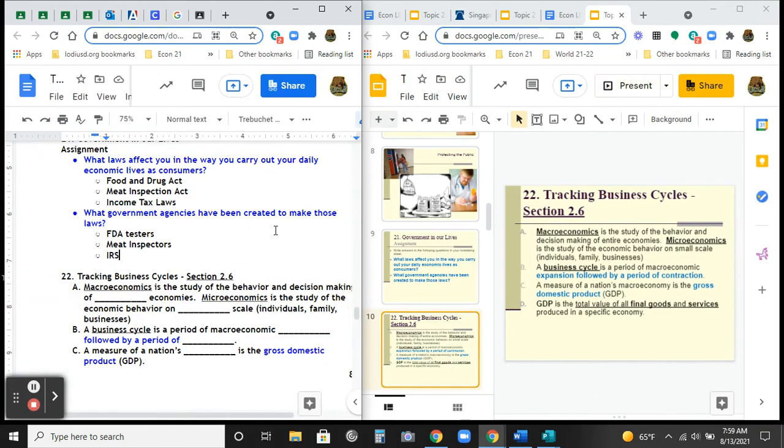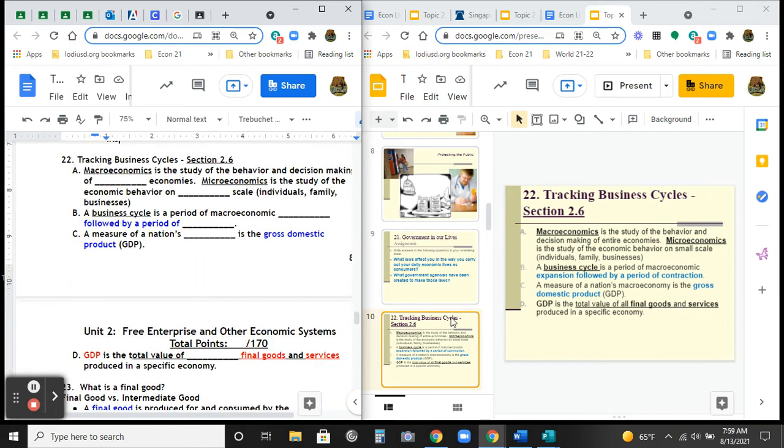Okay, so hopefully you answered the question on the laws that affect you and the agencies that it pertains to. We're going to move on to slide 22, tracking business cycles. Okay, so they're talking about macroeconomics here. That's a study of the behavior and decision making of entire economies. Those are big pictures. Think forest. Microeconomics. This is a study of the economic behavior on a smaller scale. Think individuals, families, businesses. Think the tree in the forest versus the tree analogy.